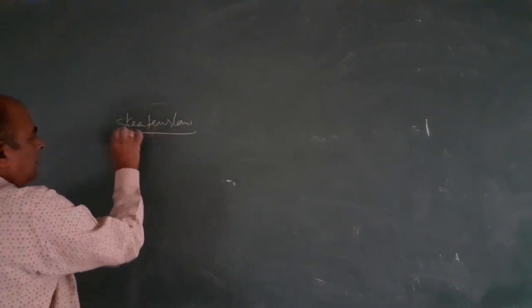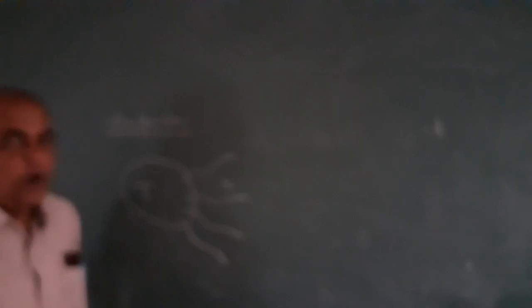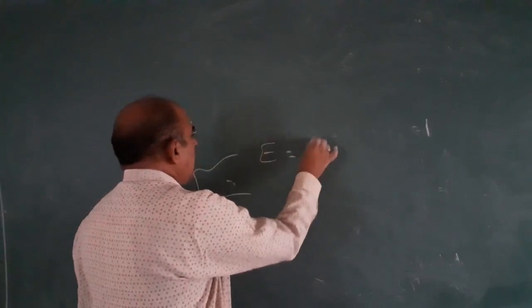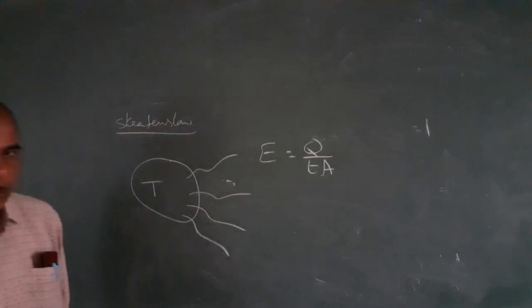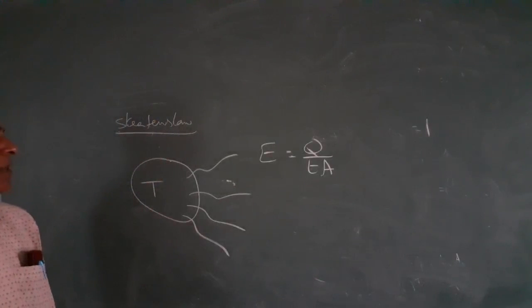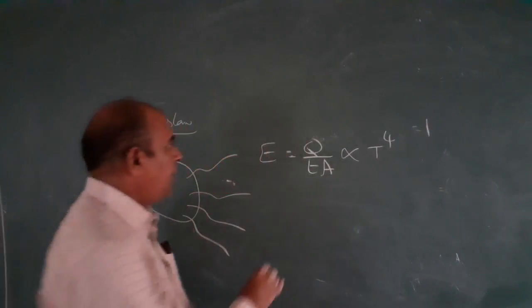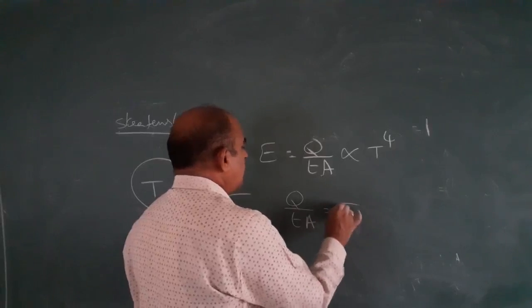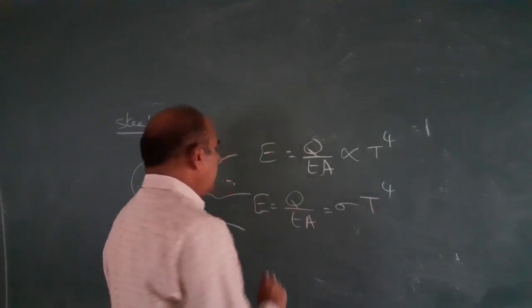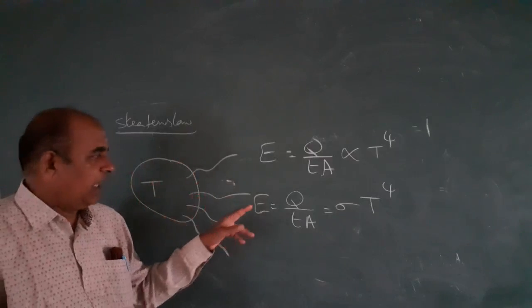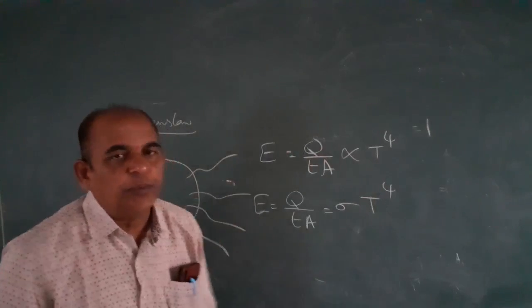Stefan's law. Suppose a black body is there with absolute temperature capital T, and it is radiating. The amount of heat energy emitted per second through unit area is directly proportional to the fourth power of the absolute temperature. That is called Stefan's law. Therefore, Q by tA is equal to sigma into T power 4. It is represented by E. E means not energy but intensity: the energy emitted per second through unit area, directly proportional to the fourth power of the absolute temperature.